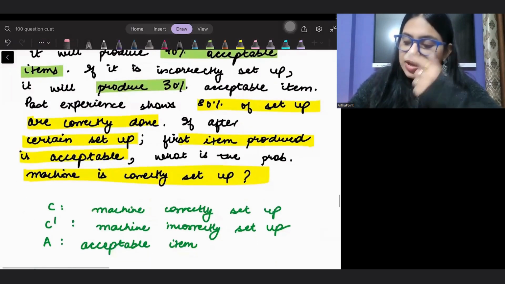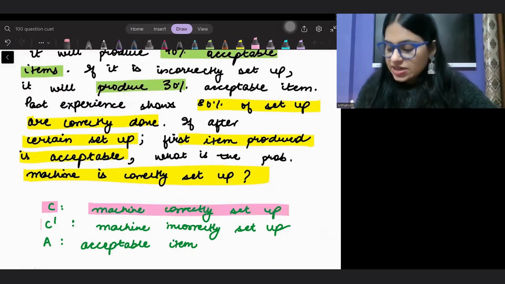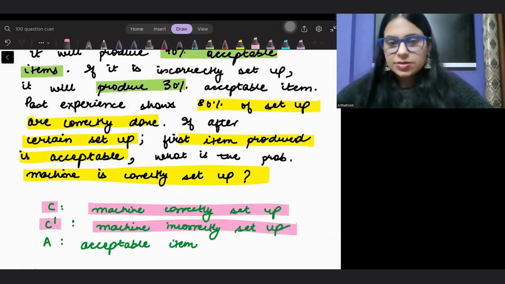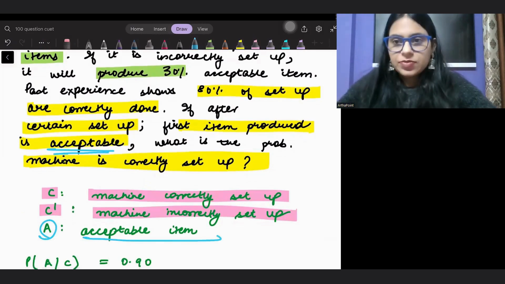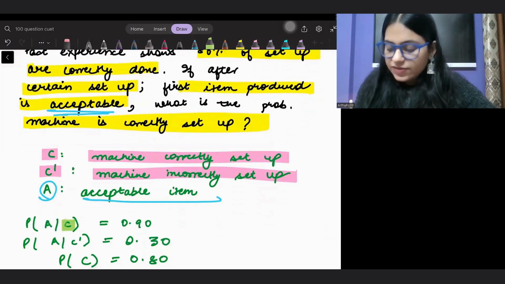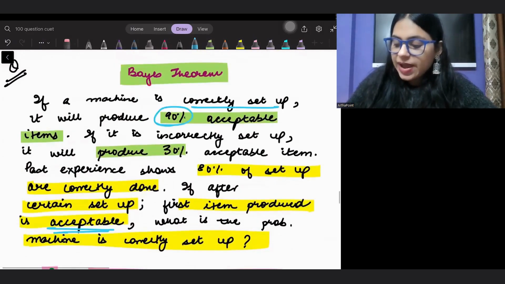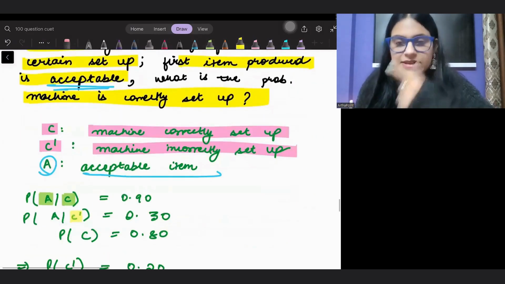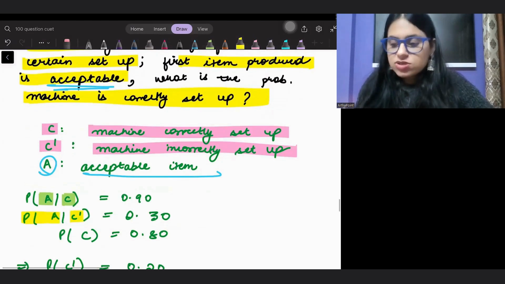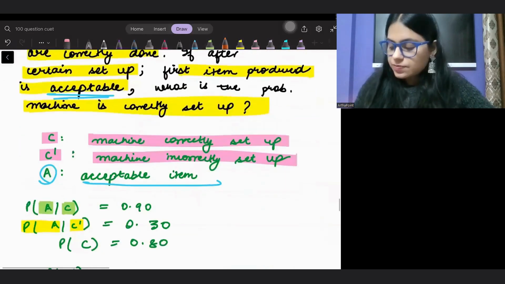So what we have done is, let C represent that the machine is correctly set up, and let C dash represent that the machine is incorrectly set up. And let A represent that you are producing an acceptable item. So beta, given that you have correctly set up the machine, what is the probability of producing an acceptable item? Dekho, ye raha. Correctly set up and producing an acceptable item, 90%. Given that you have not correctly set up the machine, what is the probability you will produce an acceptable item? Ye raha. Incorrectly set up and an acceptable item, 30%.